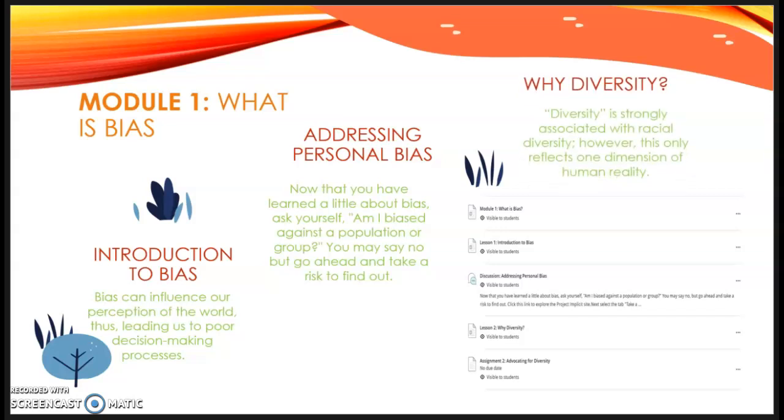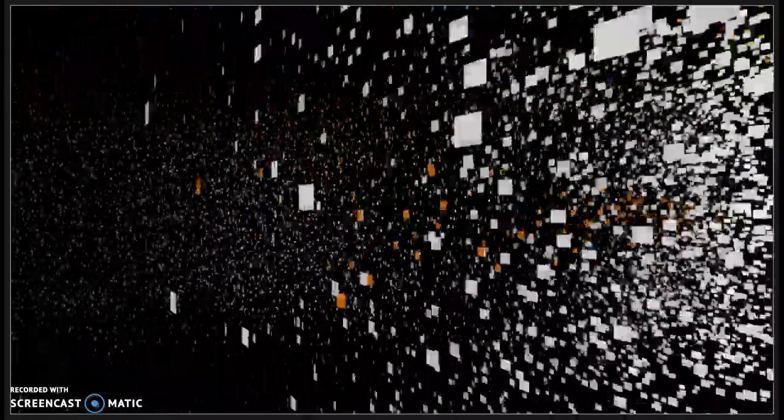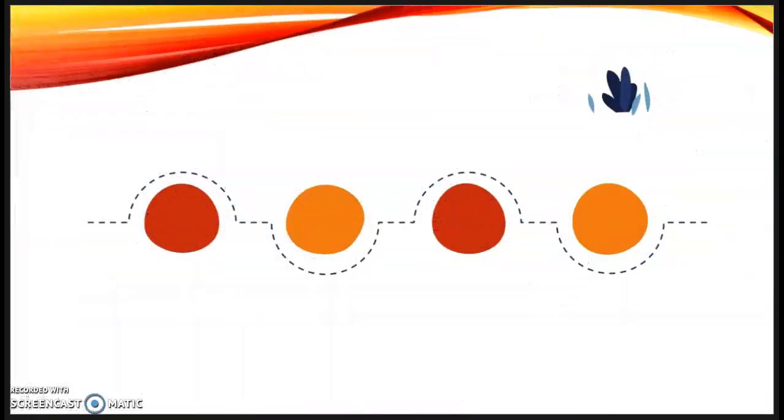Diversity is strongly associated with racial diversity. However, this is only a reflection of one dimension of human reality. I have used the backward design theory, which helped me align both the goals and the outcome of the learning activity and assessment. To give you an idea of week number 1, we will be able to talk about a timeline, which will be introducing you to bias.